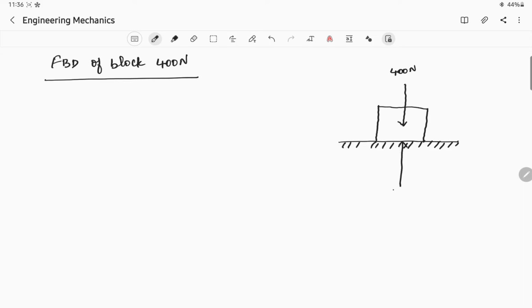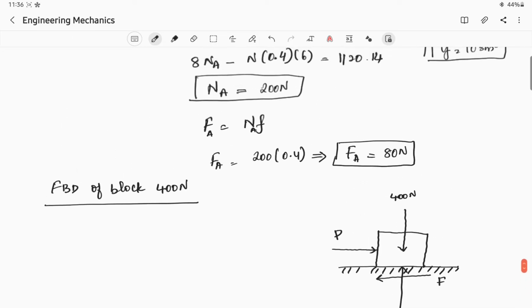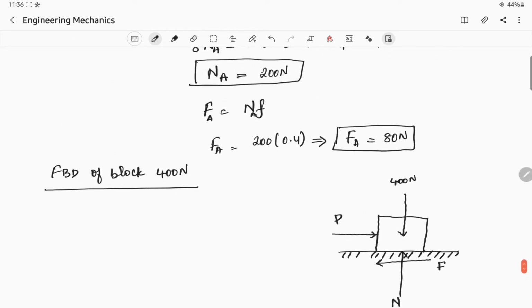Then we have this normal reaction from the surface. And since we have a force P which will try to move the block in right side direction, the frictional force will act in negative x direction, that is F. One more thing we have to add here, that is, what is the weight coming from the ladder on the block? NA. What is NA?